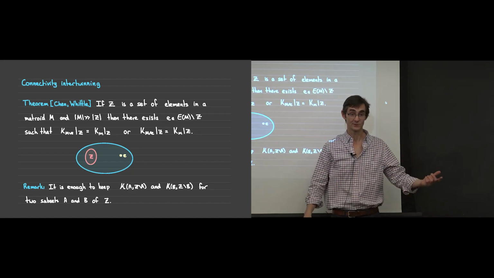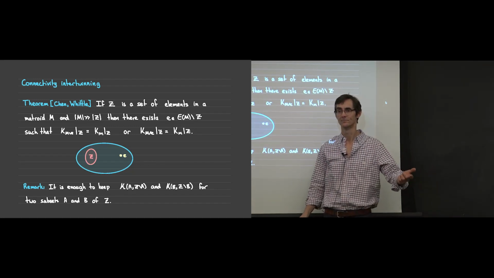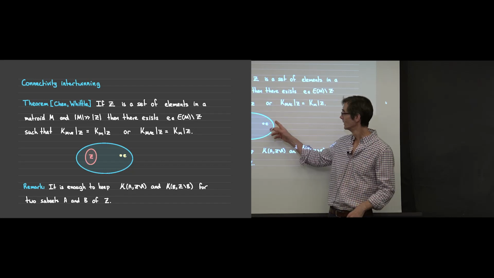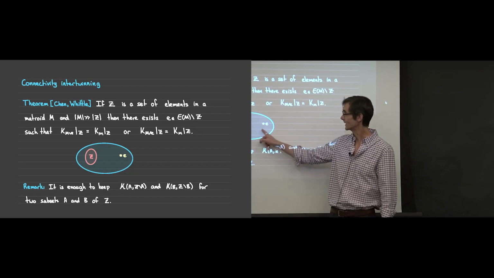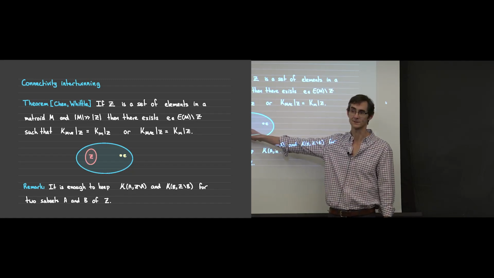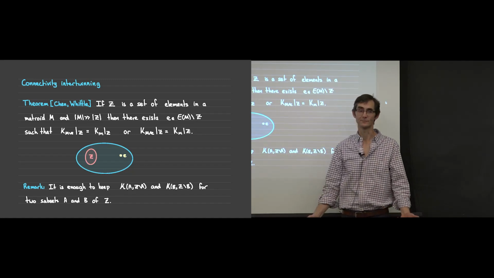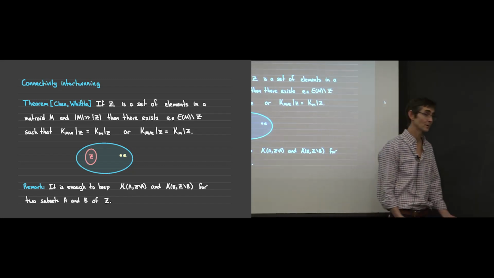And Chen and Whittle say, no, no, no, that can't happen. They bound, for a pair of partitions of Z, the number of elements out here that can be bad for those two partitions, which is good enough. Okay?